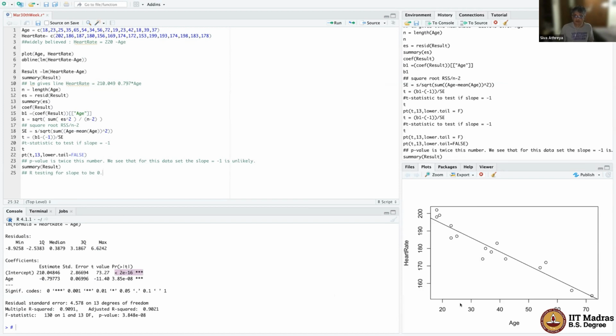We can also do inference about beta naught. That's the same way we can do it. But I will not do this this time. I'll come back and do it in the next recording, or maybe I'll leave an exercise in the homework on how to do beta naught.